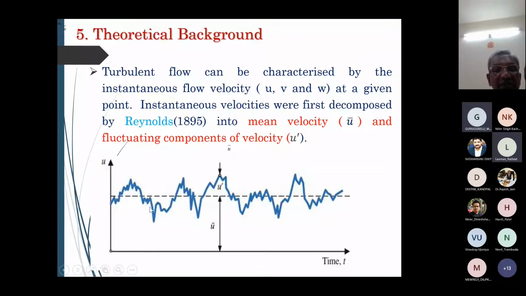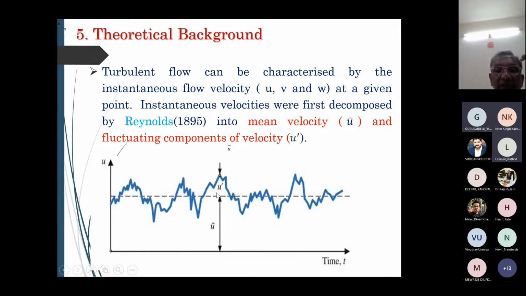So you can find this kind of variation in the velocity. Velocity is not remaining constant. You can say at that point it is fluctuating about the mean. If you see the dotted line, that is the mean point velocity, but there is always fluctuation of velocity, maybe on the positive side or negative side, from the mean.